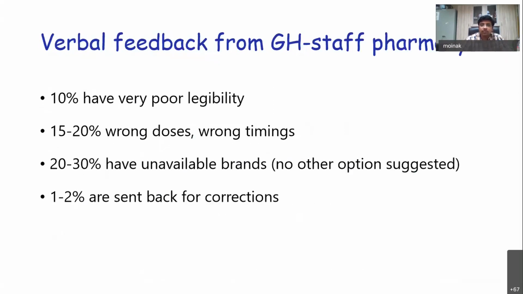Now, this is a small verbal feedback from the GH staff pharmacy. I went yesterday and asked them what they face, because this is a staff pharmacy, so we are very careful. 10% still have very poor legibility. So what we write, they can't read. 15 to 20% have wrong dosage, wrong timings. And 20 to 30% have unavailable brands, and no other option is suggested by us. So they are dealing with all this, but in very rare cases, 1 to 2%, they send it back to the doctors for corrections.